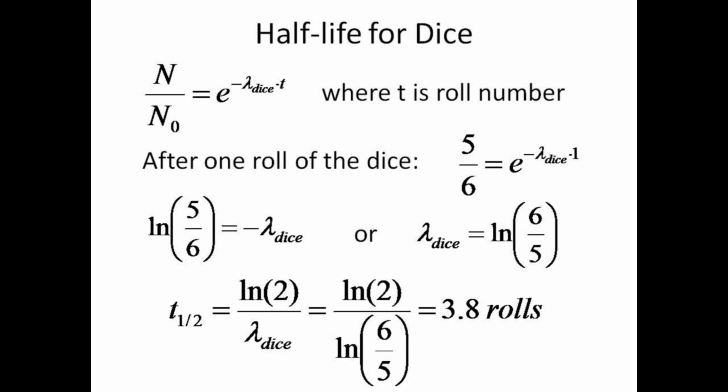Since all the dice have 6 sides, n over n0 is equal to 5/6 when t equals 1 roll of the dice. Taking the log of both sides gives a lambda of log of 6/5. The half-life should thus be log 2 divided by log 6/5, or approximately 3.8 rolls. In approximately 3.8 rolls of all the dice, we will expect to have removed about half of the dice.